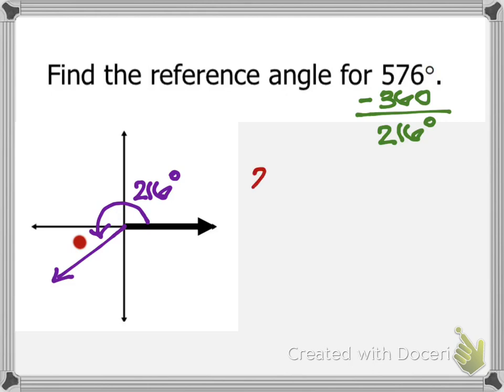So I'm going to do 216 minus 180. We want to take out that top half and see what we're left with. And that's going to be, what, 36 degrees?